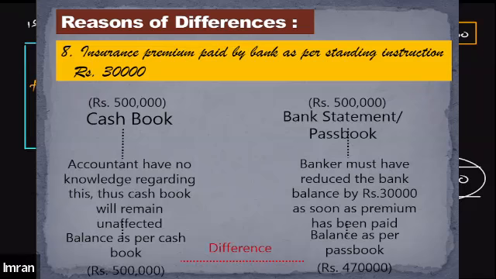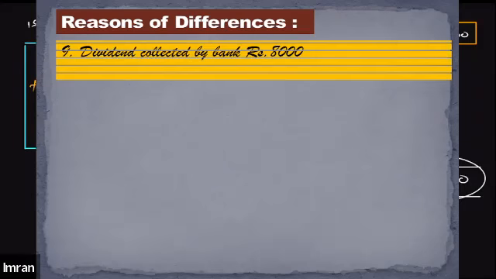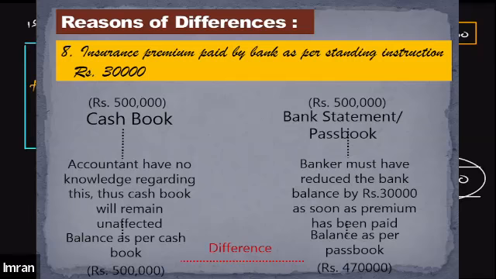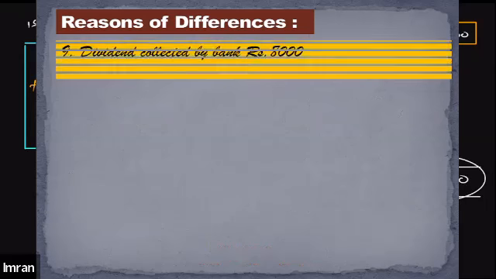All right, so this may also lead to a difference. Since we have understood the causes of difference in the passbook and cash book, I think that is enough for now. Let's do a question. Let's try to understand how we actually resolve or rectify the differences arising in the cash book and the passbook.